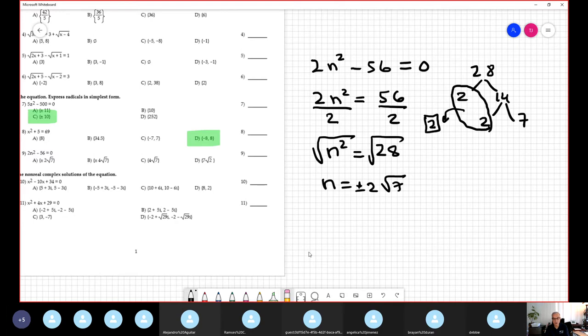Every time we finish the square root method, you put plus or minus. A is the option. A. Any question? Any question? So we studied another way for solving quadratic equations.